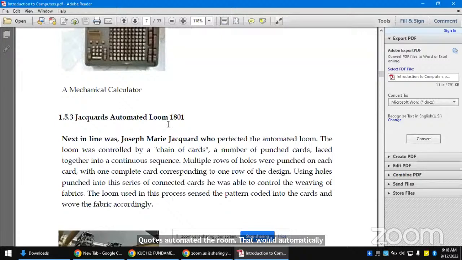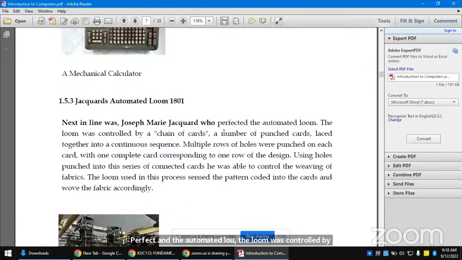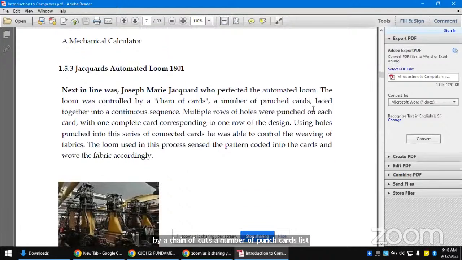Jacquard's automated loom of 1801. Next in line was Joseph Marie Jacquard, who perfected the automated loom. The loom was controlled by a chain of cards, a number of punched cards laced into a continuous sequence. Multiple rows of holes were punched on each card, with one complete card corresponding to one row of the design. Using holes punched into the series of connected cards, he was able to control the weaving of fabrics.